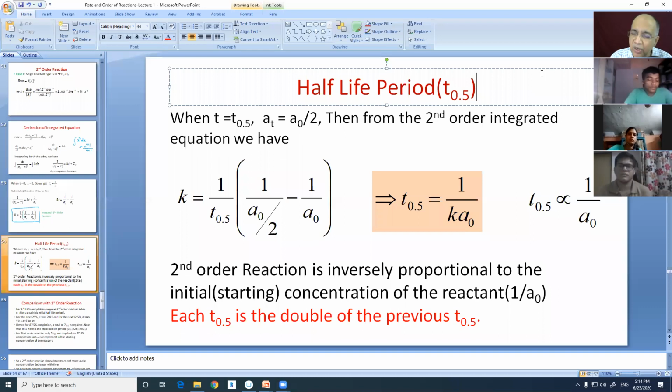But if the same reaction had been first order, then only 3 half-life periods. One half-life period makes it 50, another half-life period will make it 75, another half-life period will make it 87.5. So it remains constant. With the change in the starting concentration, the half-life period is not going to change. But here it is doubling. So the slogan is: every half-life period is double the previous half-life period.